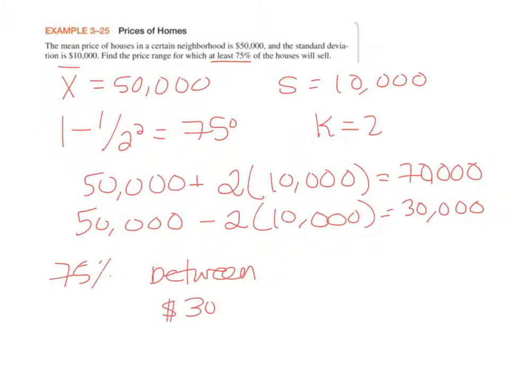So I know that at least 75% of houses in my neighborhood are going to sell between $30,000 and $70,000. And I don't need to know anything else about the distribution or how fast houses move or anything. This is mathematically true, regardless of anything weird going on with my distribution. So that's a really important thing. Let's try another example.